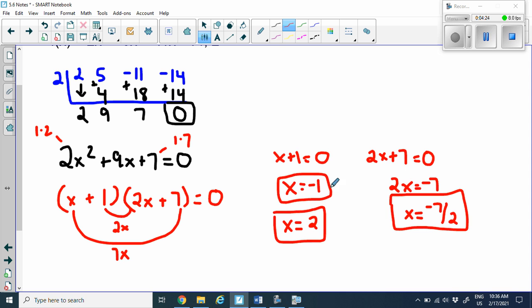There we go. And so, as we said, we should have 3 solutions since the degree of the polynomial is 3, and we do. So we did this correctly.